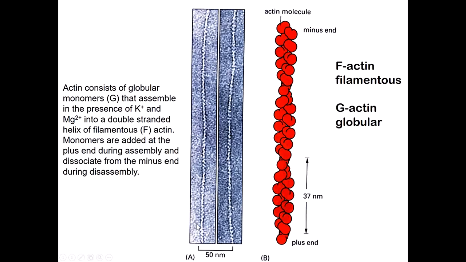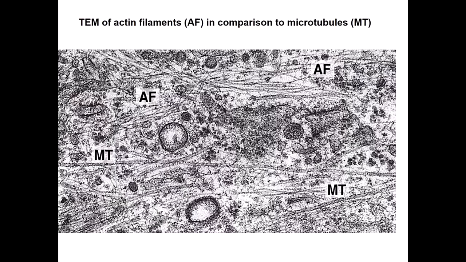Actin, a microfilament, consists of globular monomers that can be assembled in the presence of potassium and manganese into this double-stranded strand, if you like, as shown here, to form this actin filament. So it can be globular, a single blob, if you like, or filamentous when they're aggregated. And this is what actin filaments look like in an electron micrograph in comparison to a microtubule, which is much wider. So here are our actin filaments.